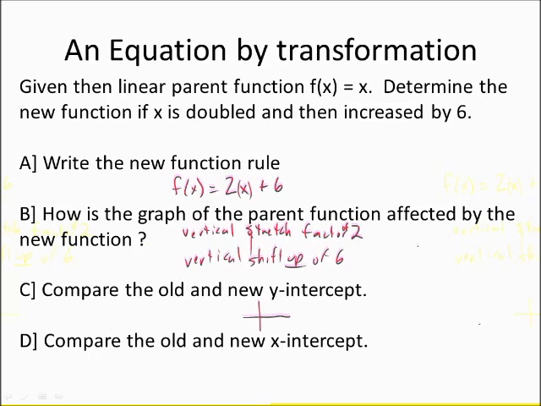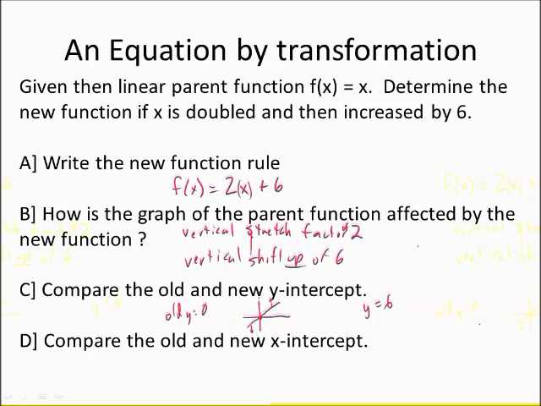Compare the old and new y-intercept. Well, the old one was here at 0, right? And since it's at 0, when you multiply by 2, it's going to stretch the graph. These are being stretched up, these are being stretched down. 0, when it's multiplied by 2, is the same as it was before. Now, when you increase it by 6, it means that everything is going to shift up. So the y-intercept, which was here, is now going to shift up to a positive 6. So the new y-intercept is at y equals 6, whereas the old one was at y equals 0. It's been shifted up.